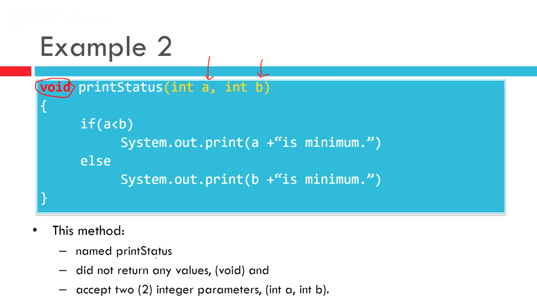So, this method named print status did not return any value. That's why it's a void data type and accepts two integer parameters A and B. Okay, so you have two parameters involved, means you will receive two arguments, two values from the method call.